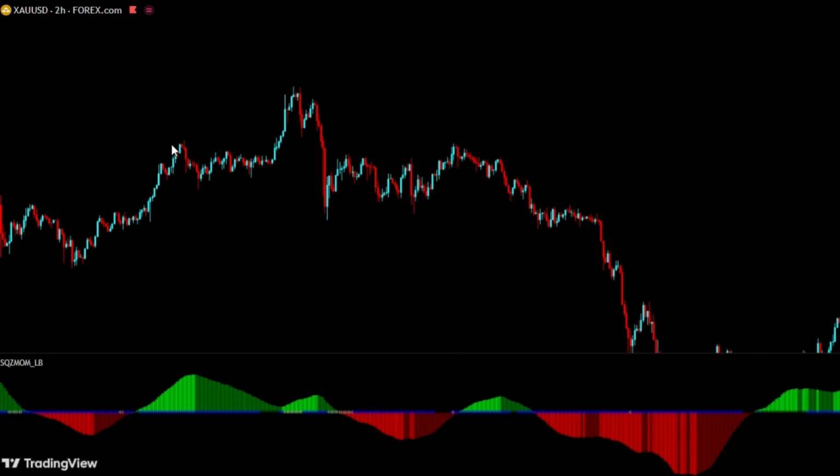Now let's look at another example. In this chart, price is making higher highs, while the oscillator is making lower highs. Once again, we have a clear divergence between price and the momentum. We want to start looking for confirmation.